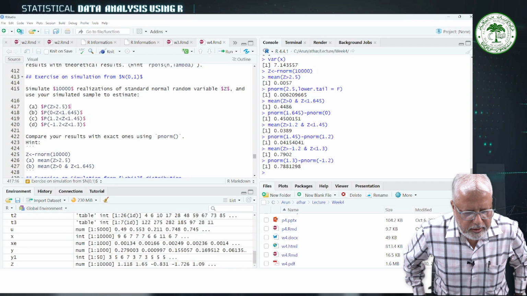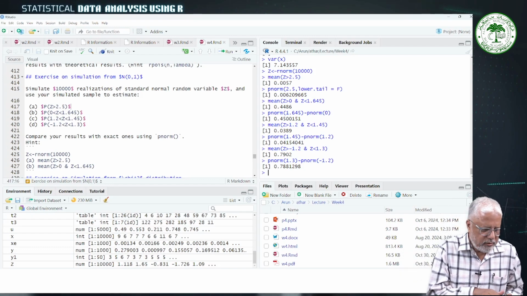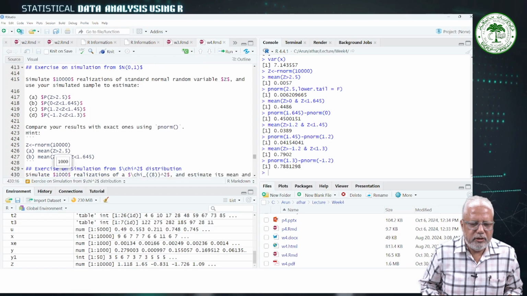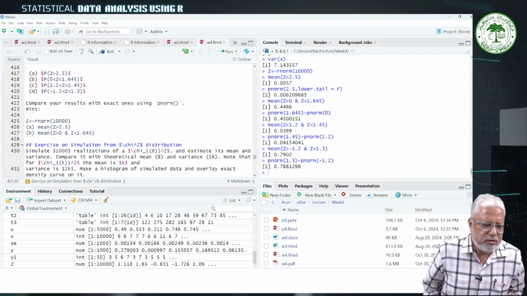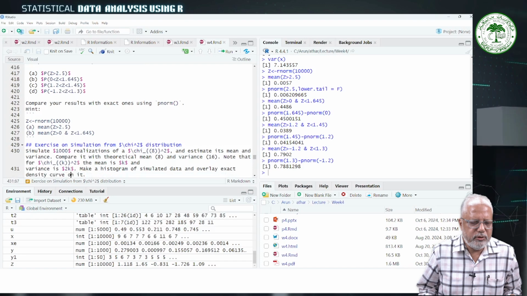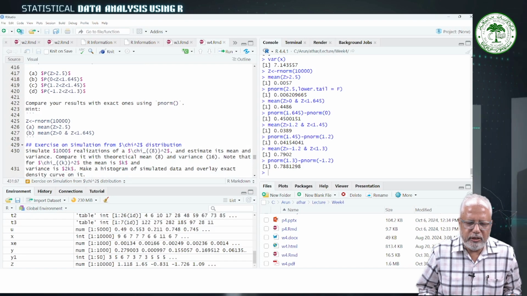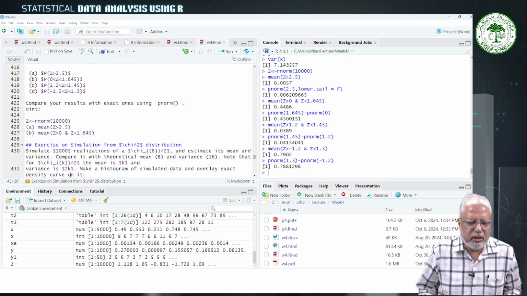My dear participants, we shall continue on comparison of simulation based results. We are dealing with the exercises. So, we have already verified these things. See, exercise on simulation from chi-square distribution. Simulate 1000 realizations from chi-square with 8 degrees of freedom and estimate mean and variance. Compare it with the theoretical result.